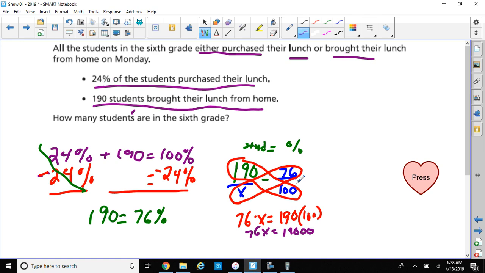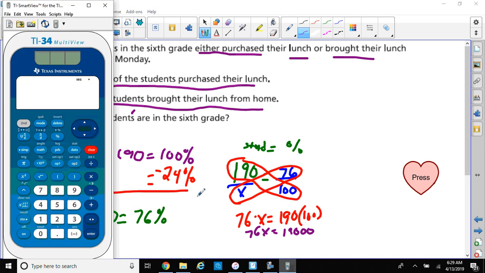But you can get your calculator in case you don't believe me. So let's get our calculator. 190 times 100, and you should always double check with a calculator. Anyway, there it is, 19,000. So that's just a shortcut to multiply by 100.